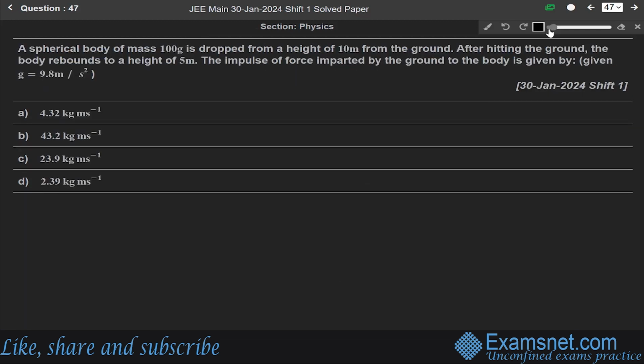Now, next question 47. A spherical body of mass 100 gram is dropped from a height of 10 meter from the ground. After hitting the ground, the body rebounds to a height of 5 meter. The impulse of force imparted by the ground. Okay, we have to find the impulse, since the impulse is nothing but the change in the momentum. This question is from the chapter of kinematics. The impulse is basically what? Change in momentum.